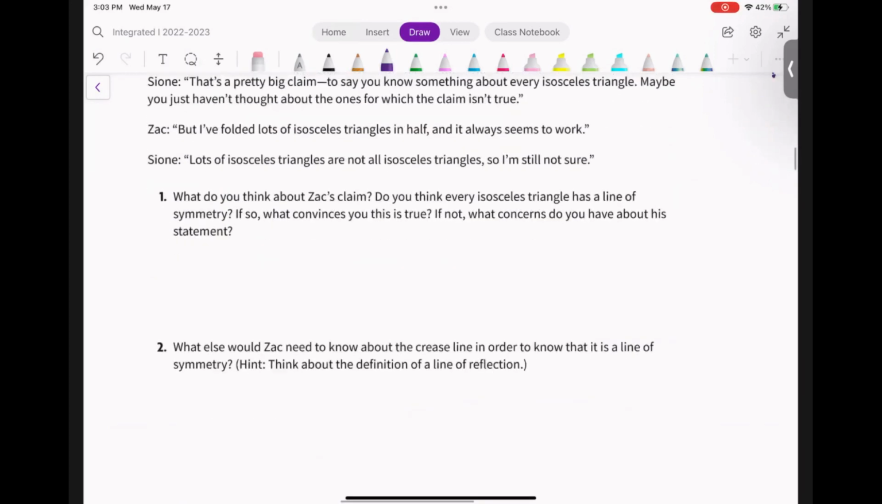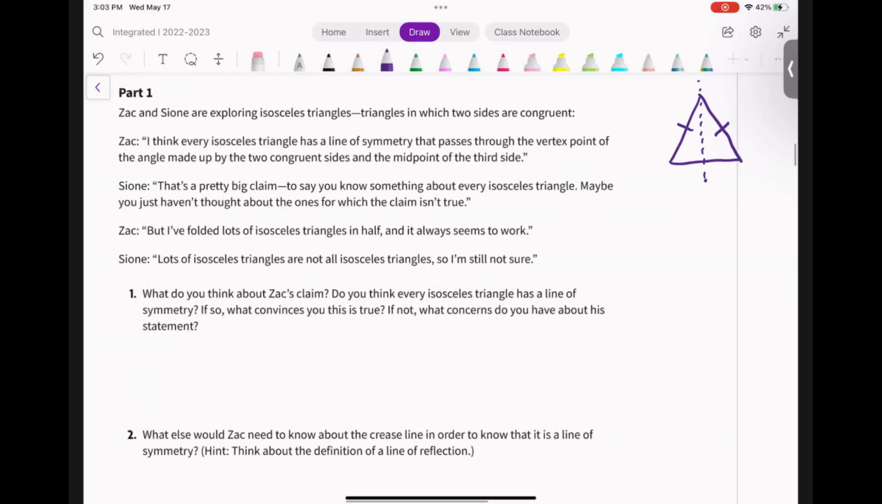Number one, what do you think about Zach's claim? Do you think that every isosceles triangle has a line of symmetry? If so, what convinces you that this is true? If not, what concerns do you have about this statement? Okay, so go ahead and think about that.